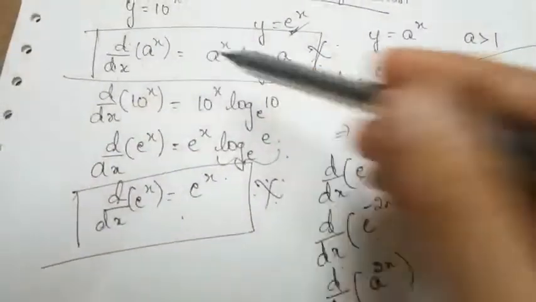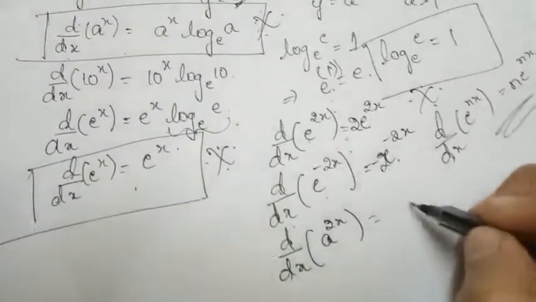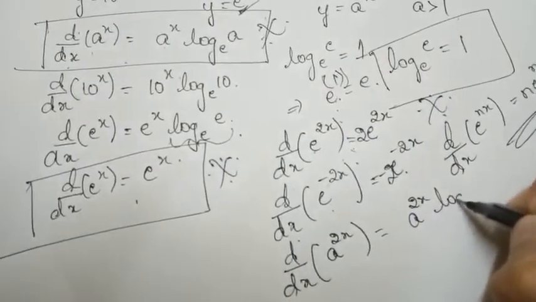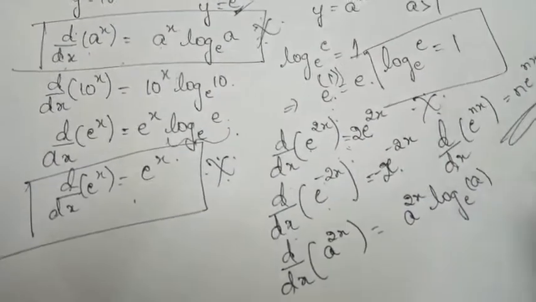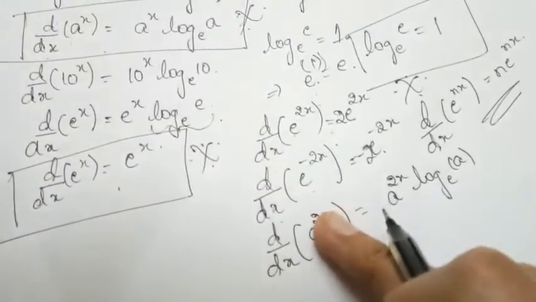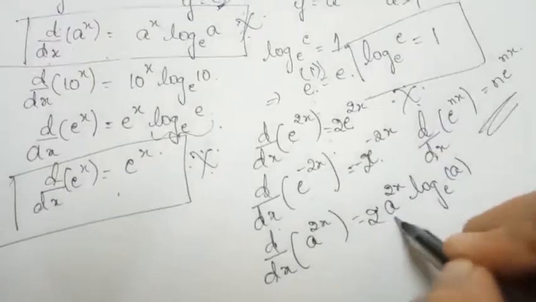So again, using the chain rule, considering this 2x as t, what happens? That will be a to the power t, and the derivative of a to the power t is a to the power 2x log e of a. Then again we differentiate t with respect to x. What was our t? It was 2x. So the derivative of 2x is 2.